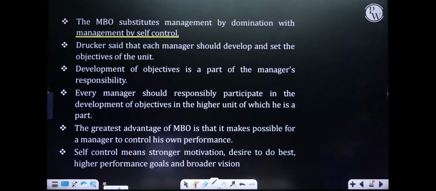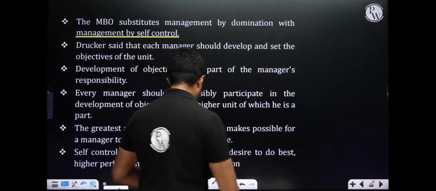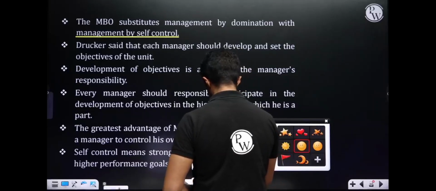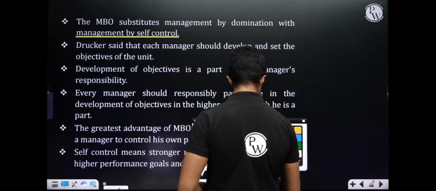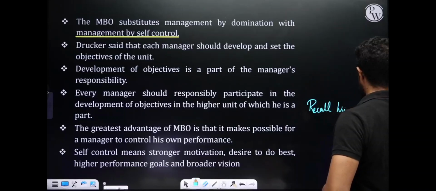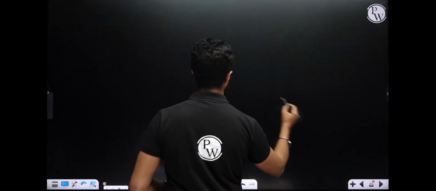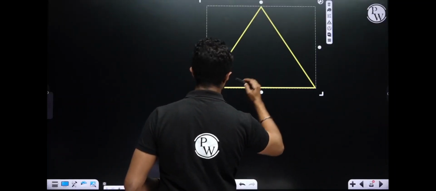The greatest advantage of MBO is that it makes possible for a manager to control his own performance. Self-control means stronger motivation, desire to do best, higher performance goals, and broader vision. If you remember the linking pin model, this is the main organization.